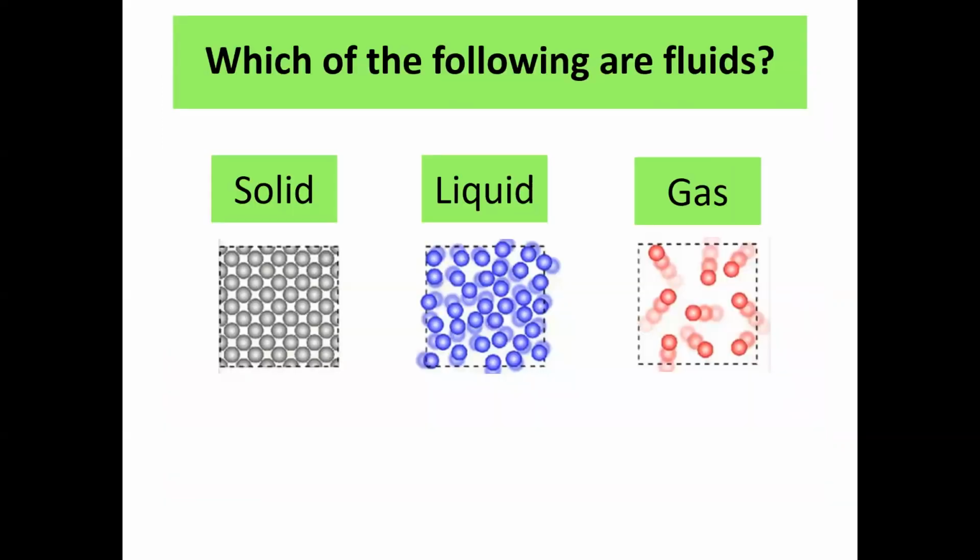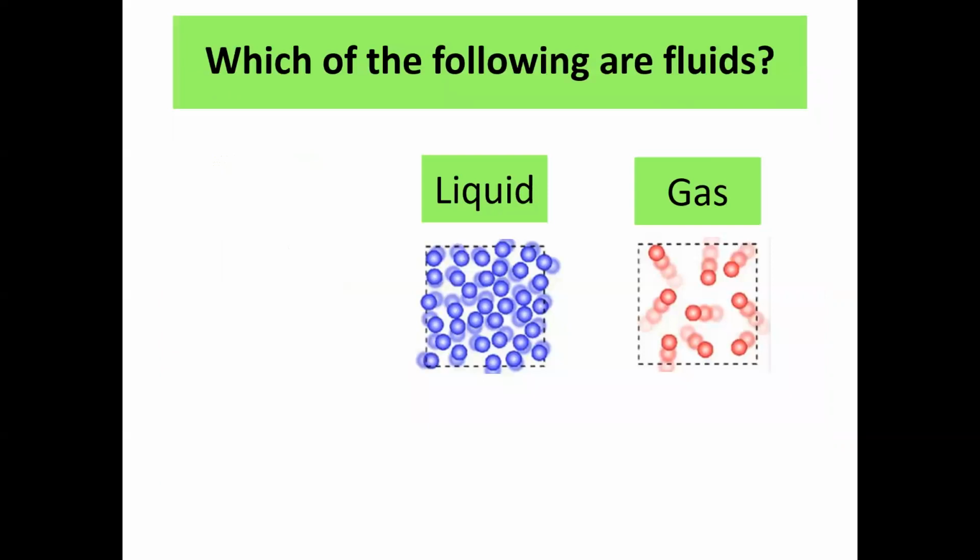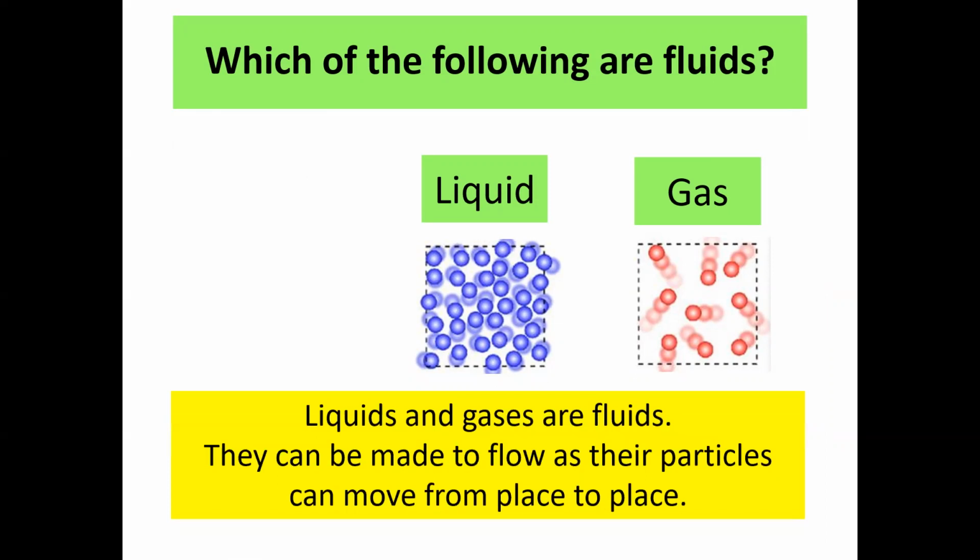So, which of the following are fluids? That's right, liquid and gas. Liquids and gases are fluids because they can be made to flow, as their particles can move from place to place.